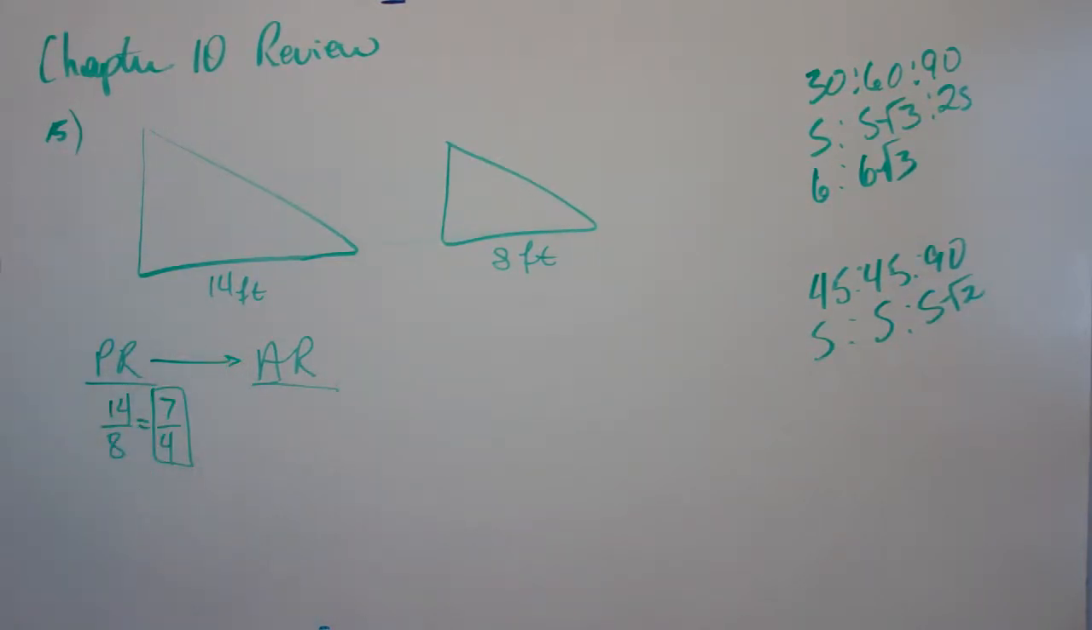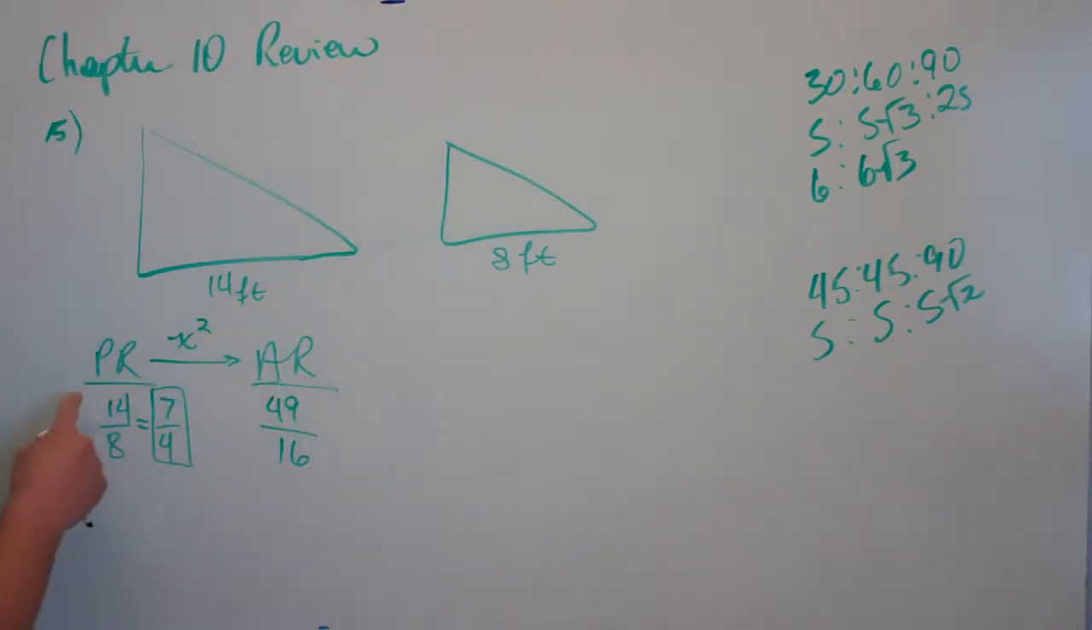Now, to get from perimeter ratio to area ratio, you take your perimeter ratio, I'm going to call it x, and you just square it. Okay? So, 7/4 squared, remember you square the top, over, you square the bottom. If that could be reduced, you can reduce it. If it doesn't reduce, just leave it like it is. 49 over 16.